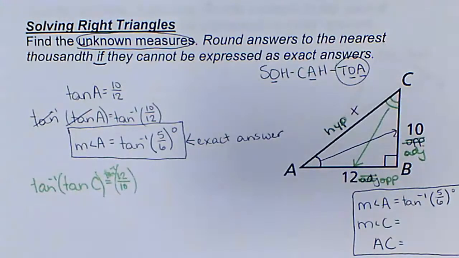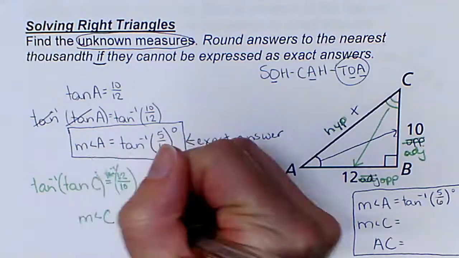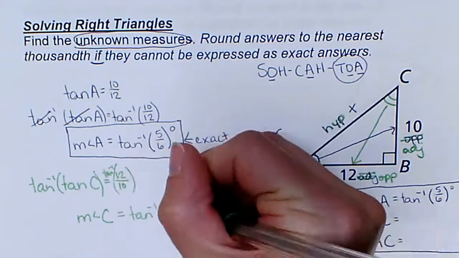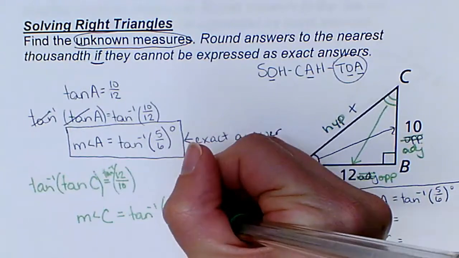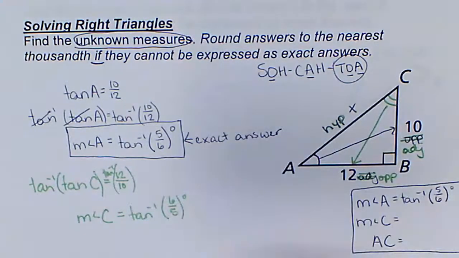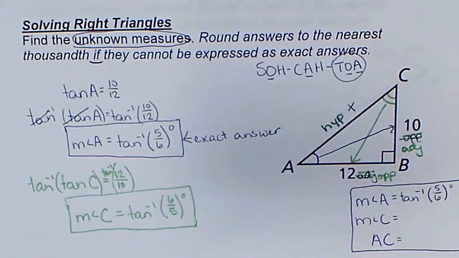So now my inverse tangent and tangent will cancel out. I'm left with just the measure of angle C equals tangent inverse of, let's simplify this to 6 over 5, and I'm measuring in degrees. So again, exact answer, no rounding necessary. Found the measure of my angle.